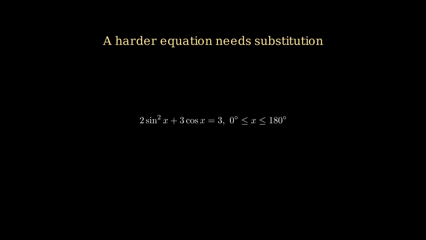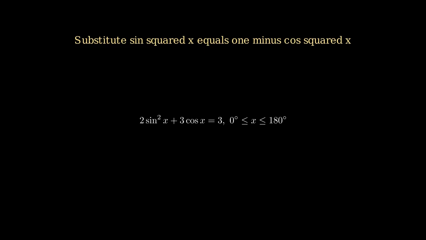Solve 2 sin squared x plus 3 cosine x equals 3 for x between 0 and 180 degrees. Notice this mixes sine squared and cosine, so we substitute using sine squared x equals 1 minus cosine squared x. Substituting gives 2 times the quantity 1 minus cosine squared x, plus 3 cosine x, equals 3.